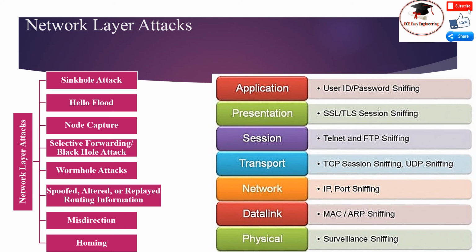Homing. In a homing attack, the attacker looks at the network traffic to deduce the geographic location of critical nodes, such as cluster heads or neighbors of the base station. The attacker can then physically disable these nodes. This leads to another type of black hole attack.